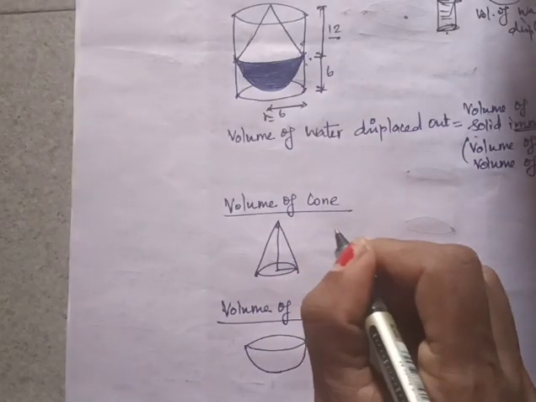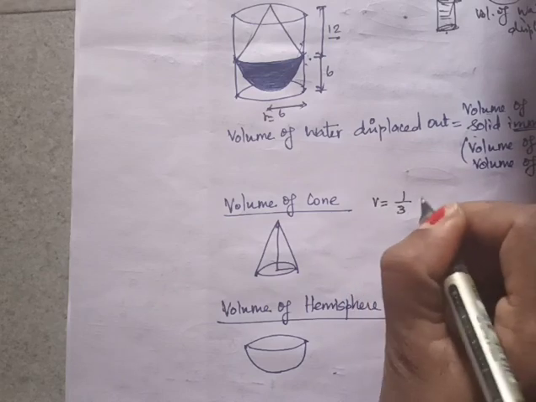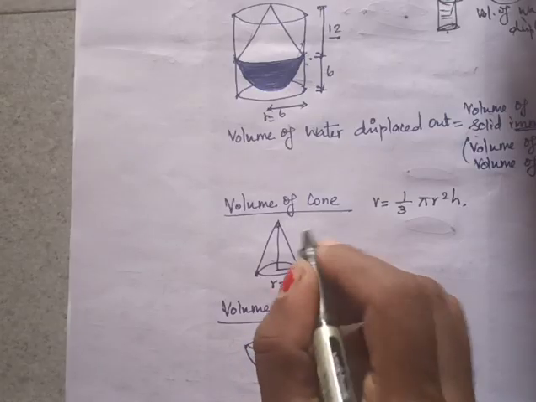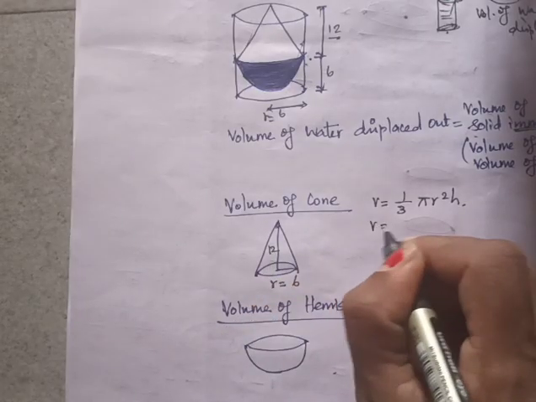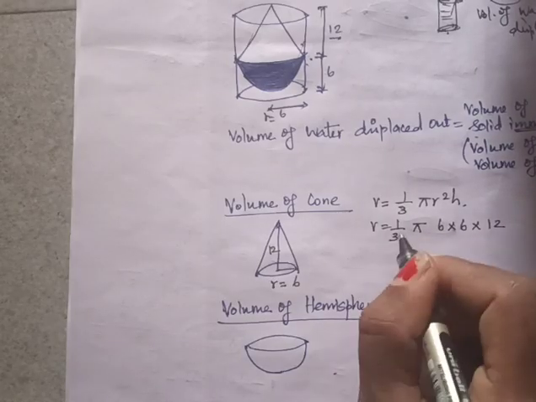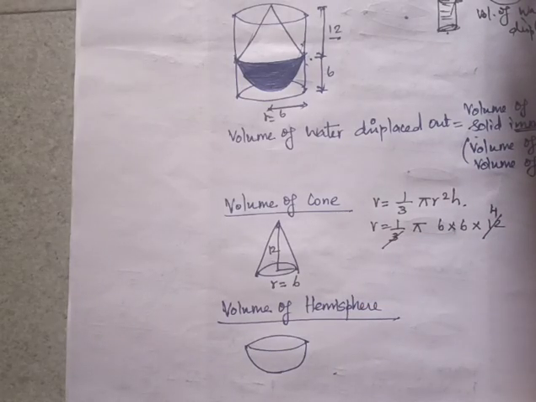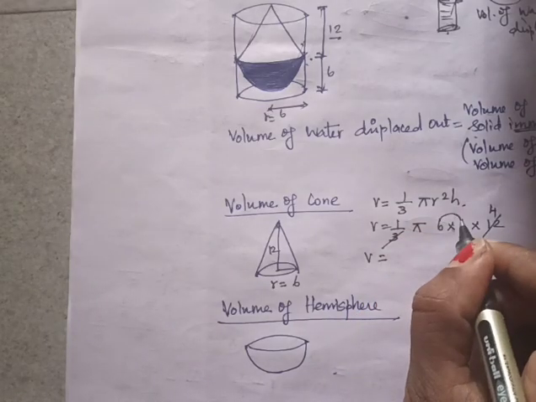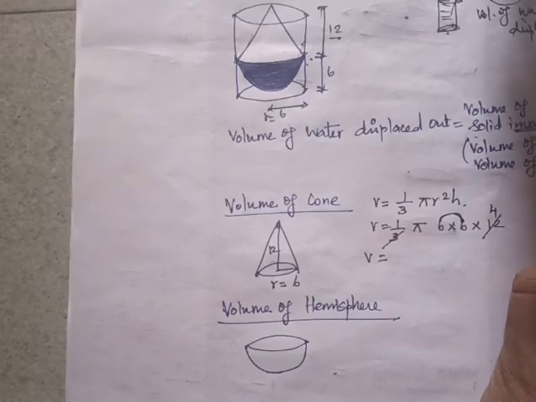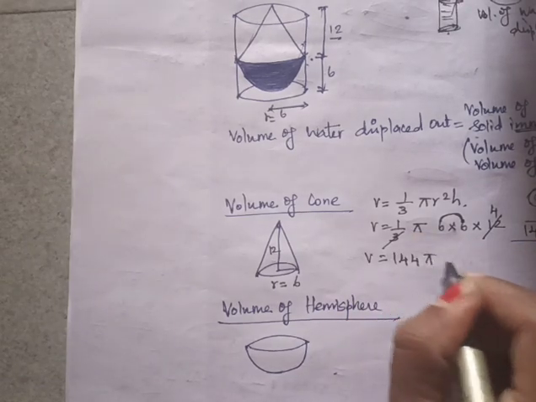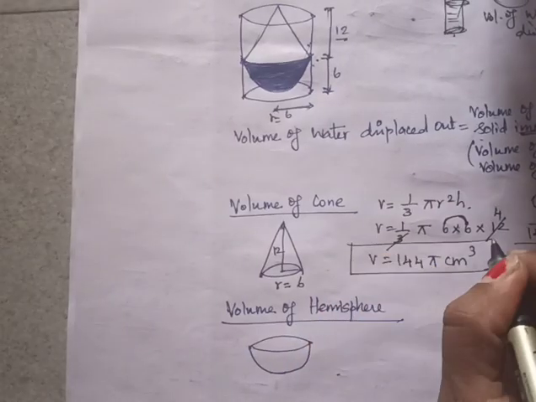Volume of cone is equal to 1 by 3 pi r squared h. Here the radius is 6, height is 12. V is equal to 1 by 3 pi into 6 into 6 into 12. 4 times, in 3 tables, 4 3s are 12. V is equal to 6 into 6 is 36, 36 into 4. 6 4s are 24, remaining 2, 3 4s are 12 plus 2 is 14, so 144. V is equal to 144 pi centimeter cube is the volume of the cone.